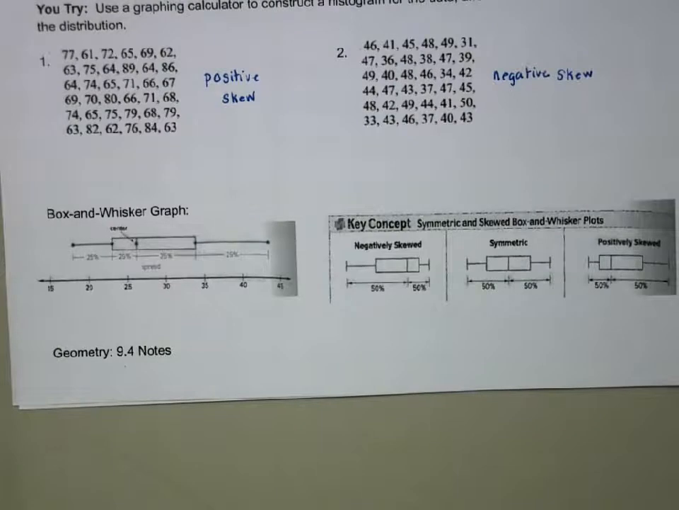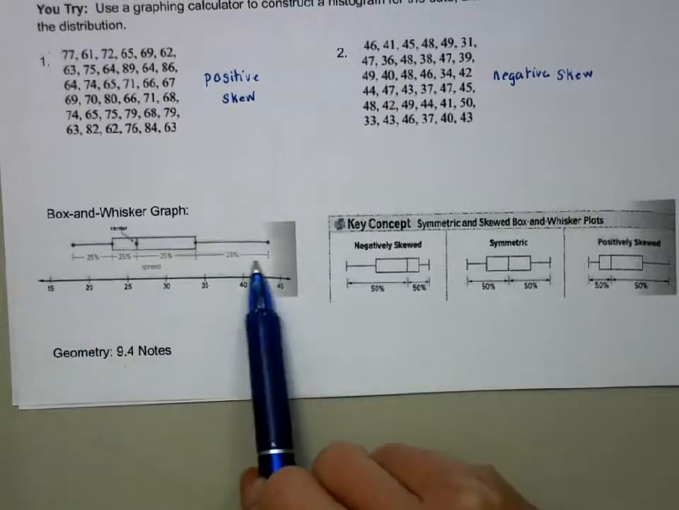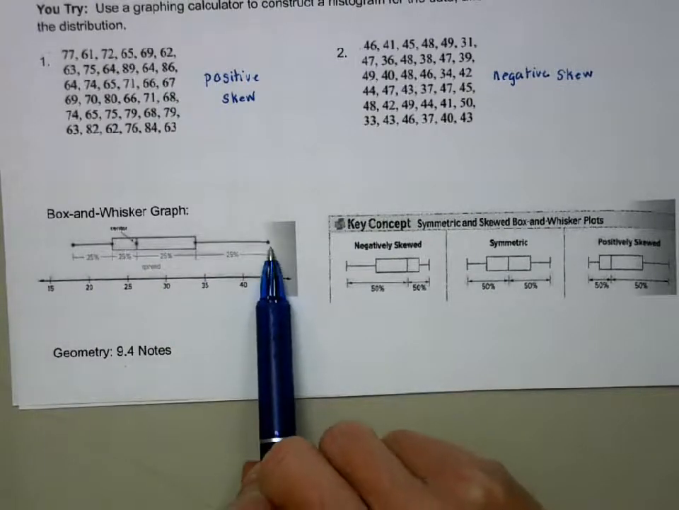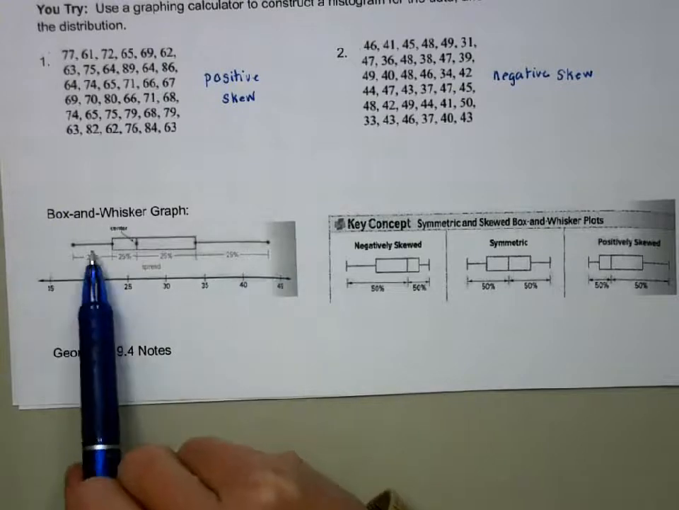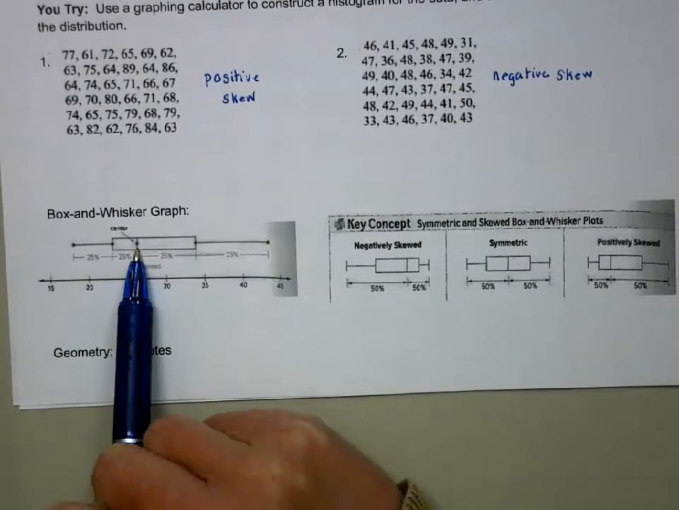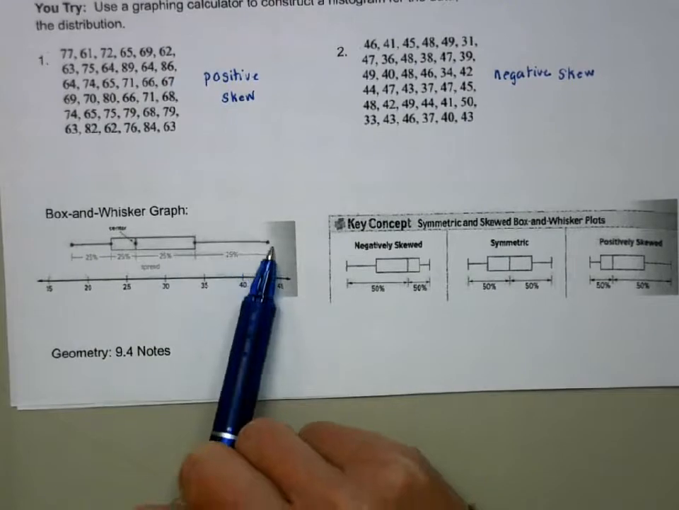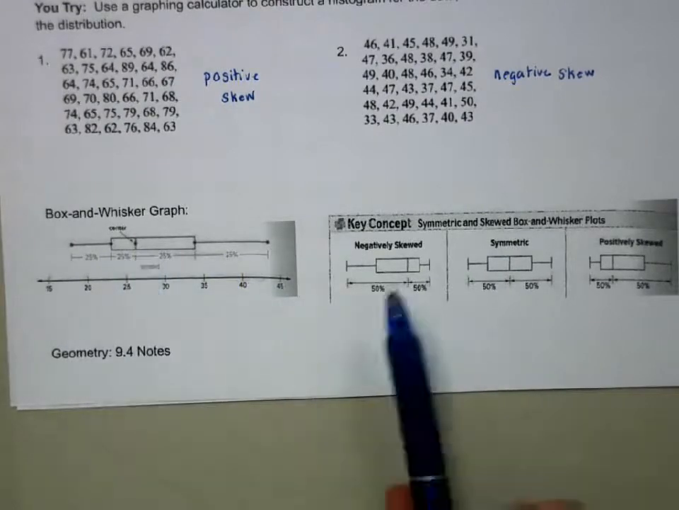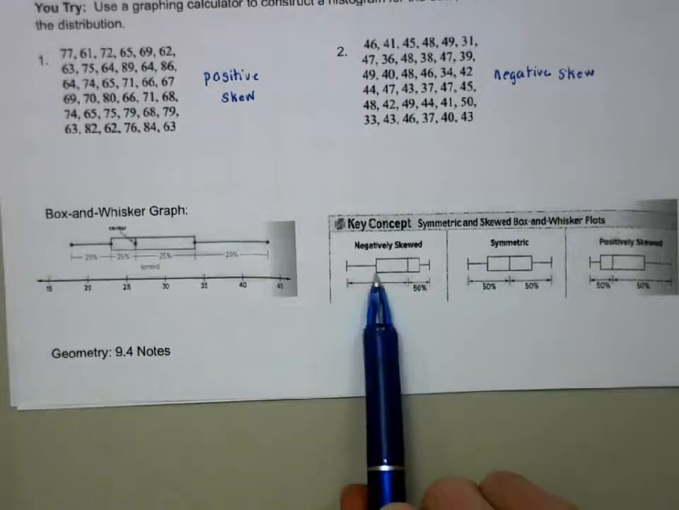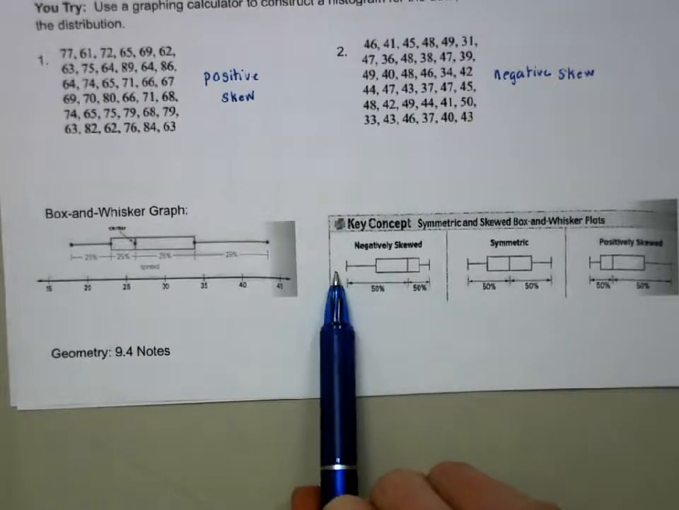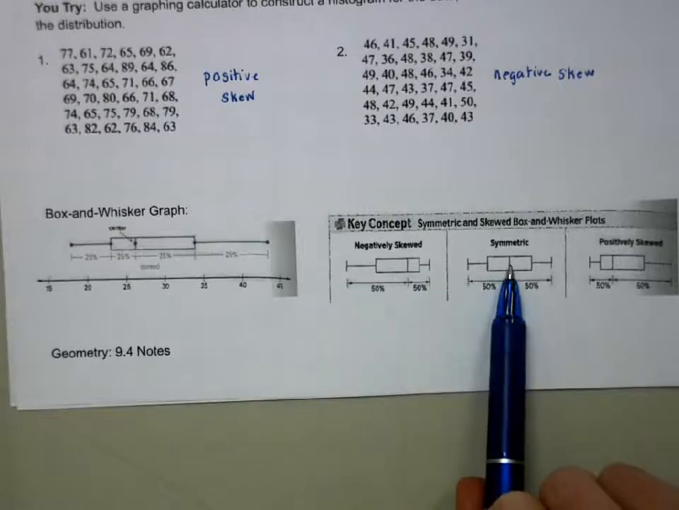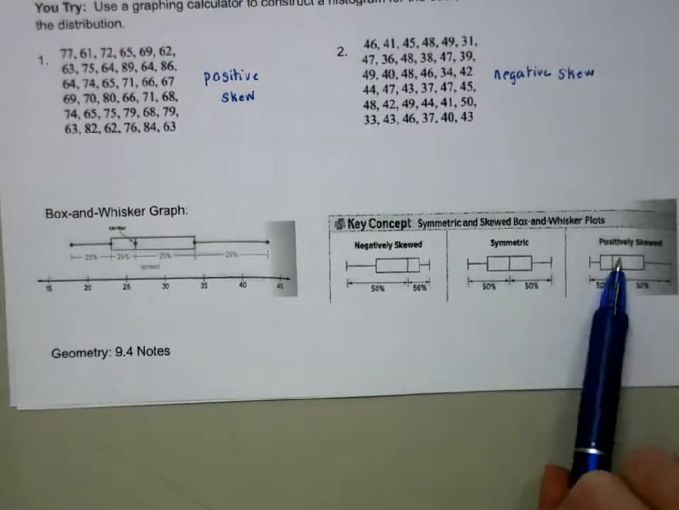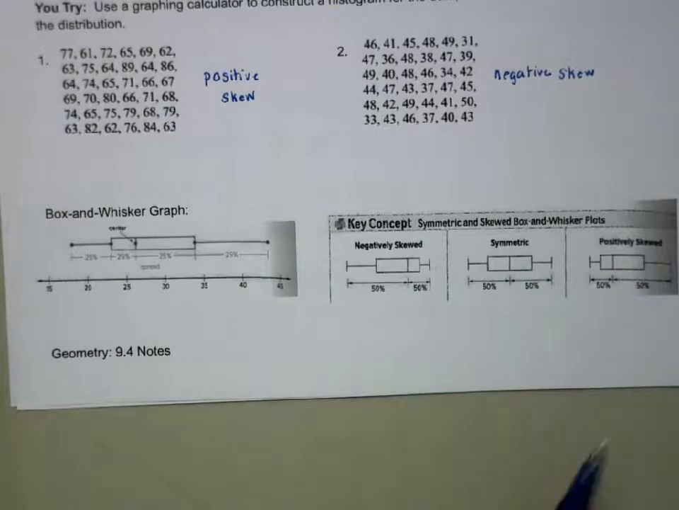We can also see skewed data looking at a box and whisker plot. A box and whisker plot is our 5-number summary. So there's our minimum, Q1, median, Q3, maximum. The center would be the median in this case. If it's negatively skewed, that means the negative side of it is going to be stretched out here. Symmetric is what it sounds like. Positively skewed, the positive side is stretched out.